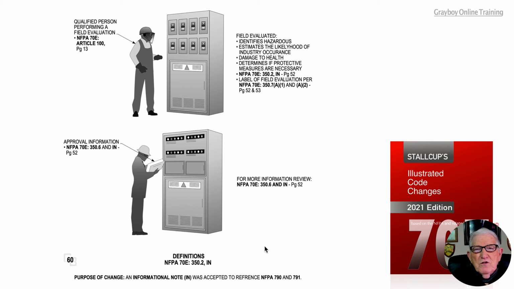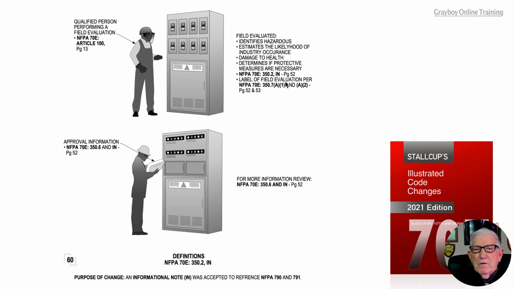Now, in this situation, we're looking at the boxed-in information here, field evaluation. Identify the hazards that are involved with the equipment, estimate the likelihood of injury to occupants or damage to health, and determine if protective measures are necessary. And of course, this is all in accordance with 350.2 informational note on page 52.